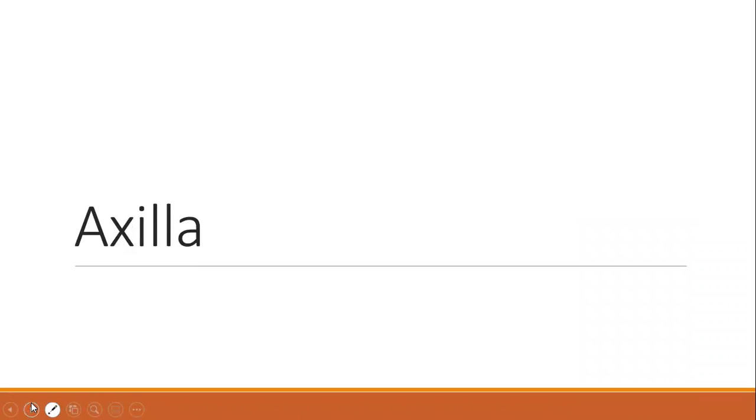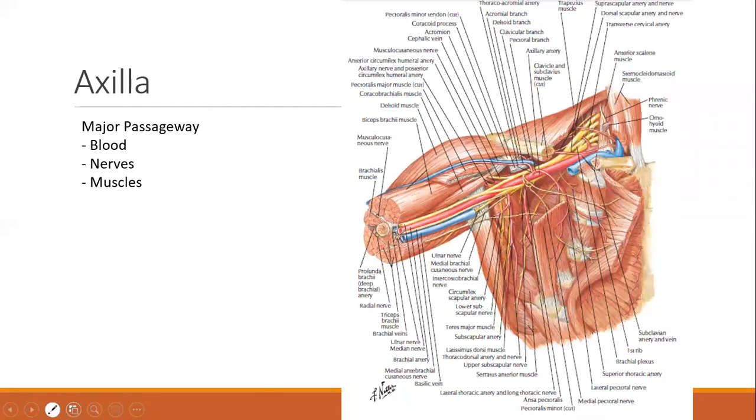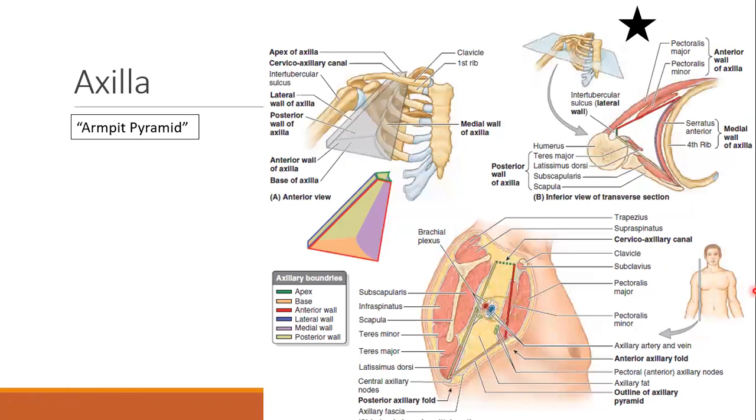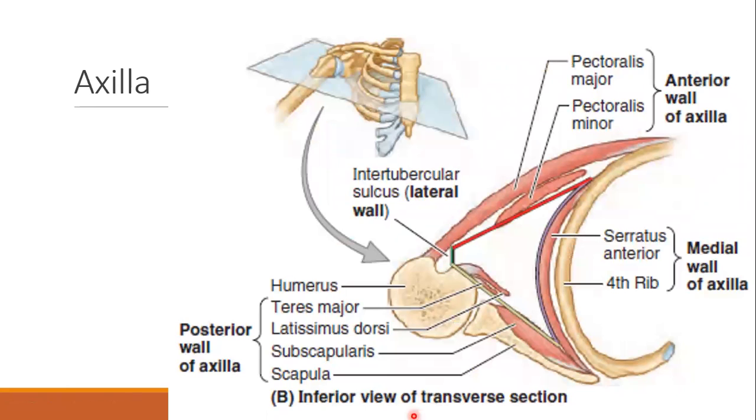Okay, so I'm going to talk about the axilla now. So the axilla is a major passageway of blood, nerves, and muscles going towards the upper limb, into and out of the upper limb. It has boundaries that you're going to want to be pretty familiar with because they can ask you questions about the boundaries. I really like this picture when it comes to, first I like this picture when it comes to visualizing the axilla, and then I like this picture when it comes to naming the different boundaries of the axilla. So I made it bigger for you.